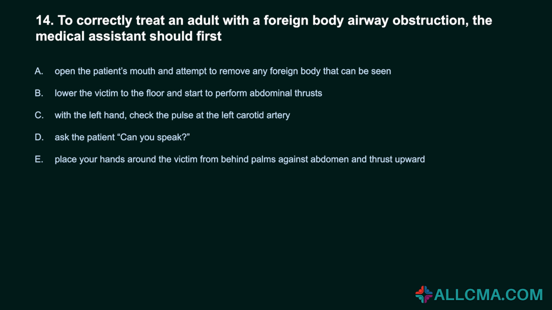14. To correctly treat an adult with a foreign body airway obstruction, the medical assistant should first: A. Open the patient's mouth and attempt to remove any foreign body that can be seen. B. Lower the victim to the floor and start to perform abdominal thrusts. C. With the left hand, check the pulse at the left carotid artery. D. Ask the patient, "Can you speak?" E. Place your hands around the victim from behind, palms against abdomen, and thrust upward. Correct answer, D. Ask the patient, "Can you speak?"